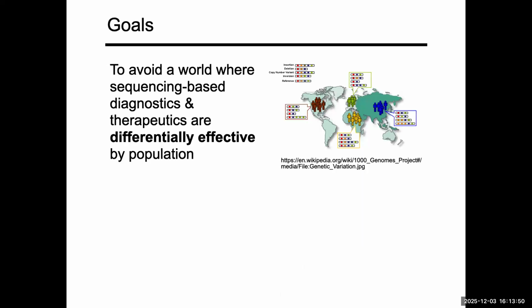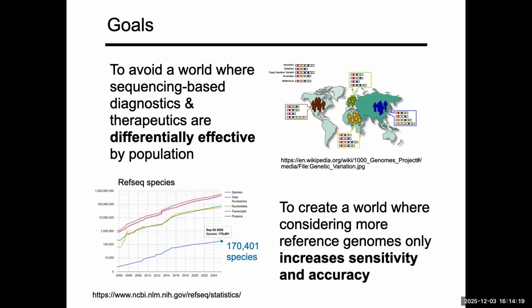Okay, so having said all of this, we want to not accept this. In this generation of trainees, we want to be trained in such a way that we can avoid a world where our sequencing-based diagnostics and therapeutics are differentially effective depending on whether the donor genome is a good match to the reference genome or not, right? So regardless of the person's genetics, and regardless of whether we're looking at a hypervariable region versus a not so hypervariable region. Okay.